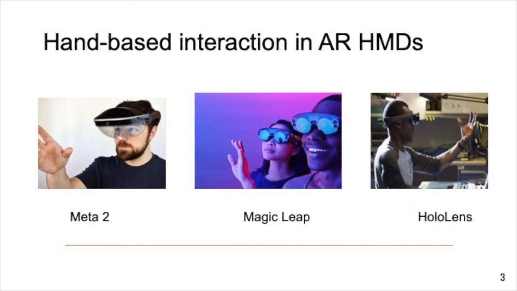First, the background. Hand-based interaction is one of the most commonly used interaction methods in augmented reality head-mounted displays because it's assumed to be natural, practical, and easy to use. As you can see, consumer AR headsets like Meta 2, Magic Leap 1, and HoloLens all have enabled hand-based interaction.